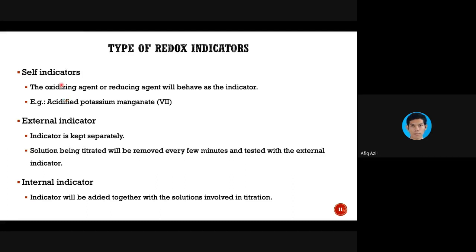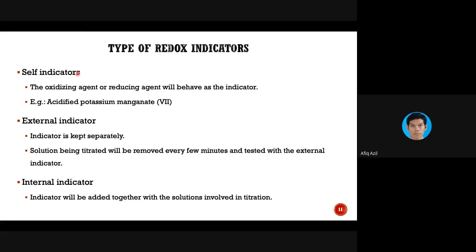But for self-indicators, in terms of redox reaction, one of the species could be the analyte. The analyte is probably colorless, but then you are going to add, for example, in potassium permanganate titration, the permanganate, which is very dark purple. When you add it into the analyte, which is clear, it will change to purple as well. But the point for you to stop is when it turns very light pink.